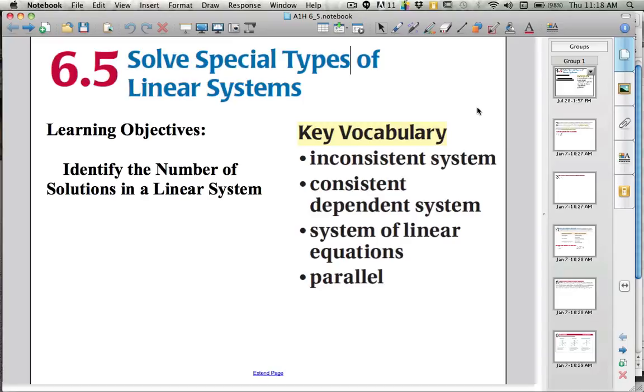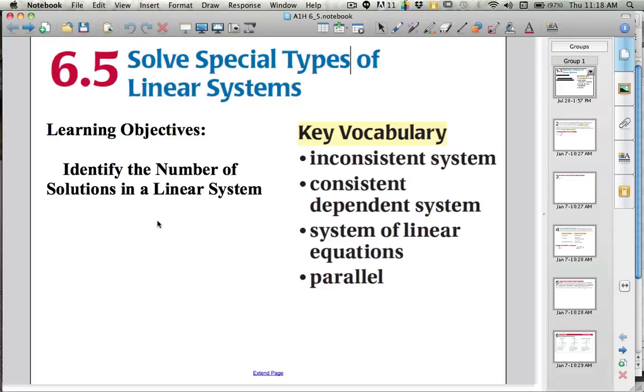In section 6.5, we're going to be working on solving special types of linear systems. Our primary learning objective for this section is to identify the number of solutions in a linear system. I discussed this a little bit in the introduction to 6.1, but so far in the rest of the chapter, we've mostly focused on consistent linear systems, which all have one individual solution, so a single point as a solution.